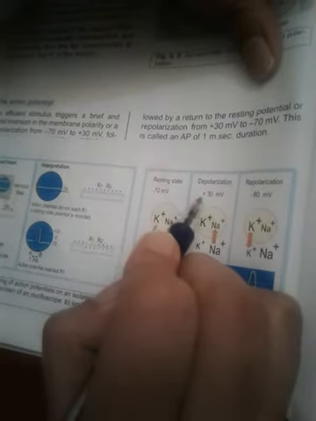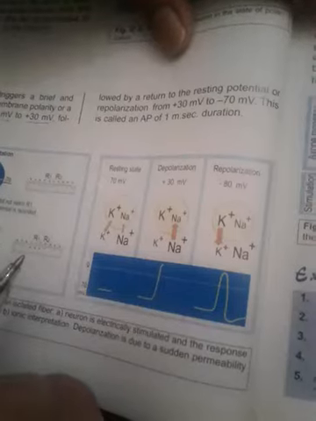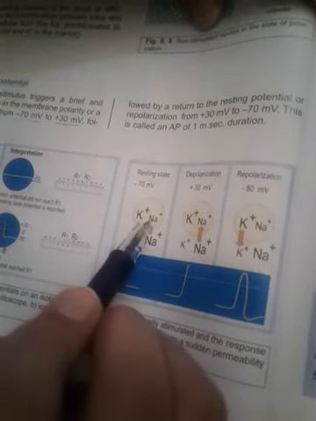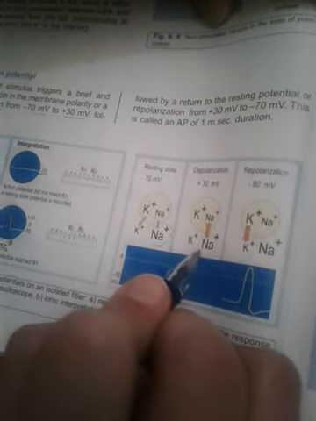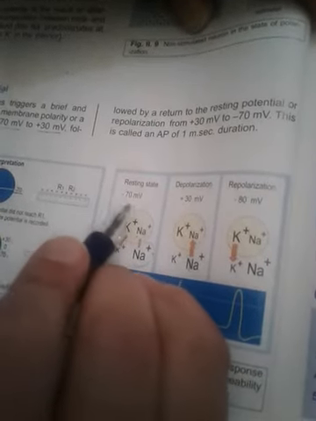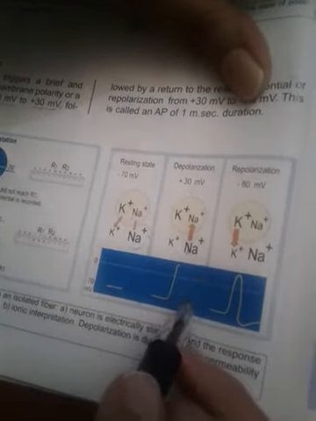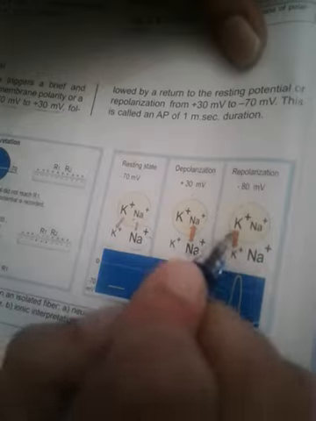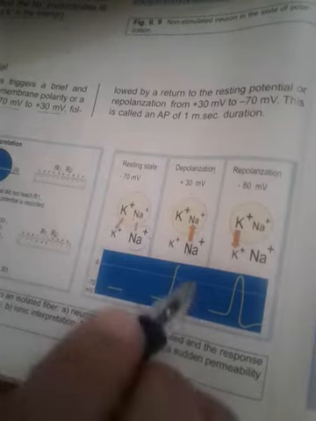Instead of negative 70, the Na moves in at a very high level. So at resting potential, we've got the sodium outside more than inside. But at depolarization, the sodium starts going in at a very high level, and it changes the potential of the neuron from negative 70 to positive 30. After the message passes by, we've got what's known as repolarization. We've got potassium ions going outside at very high speed, and thus it returns to the resting potential, okay?